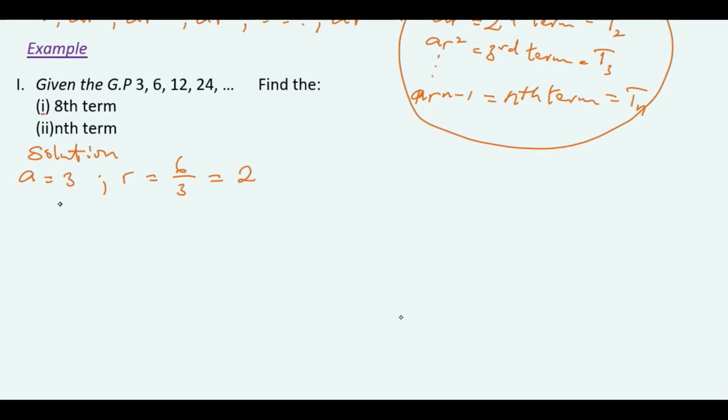Now, you have your nth term. Since it is the 8th term, our n is equal to 8. So, if you are very smart, you can just say the 8th term is equal to ar raised to power 7.